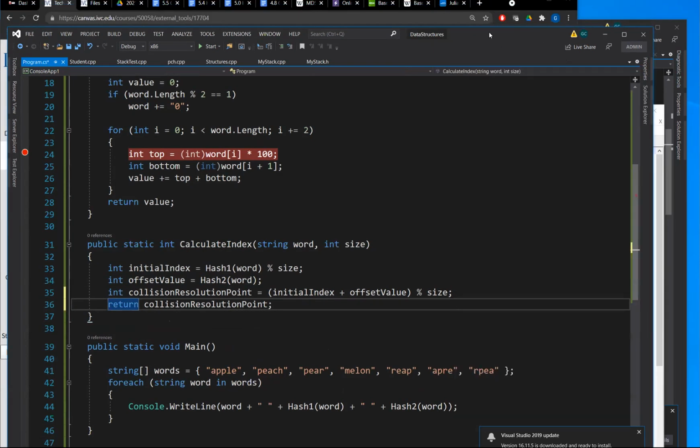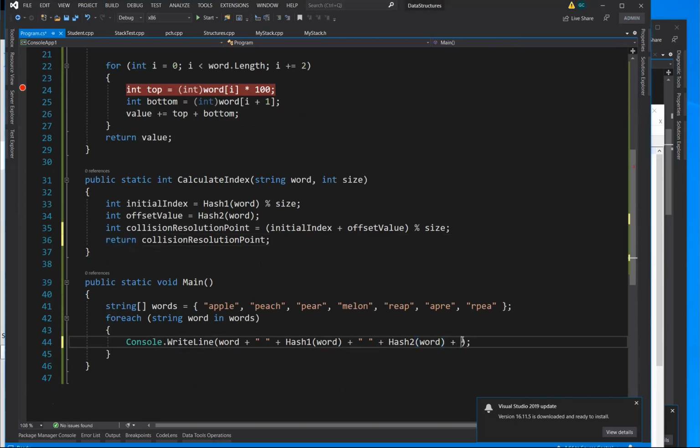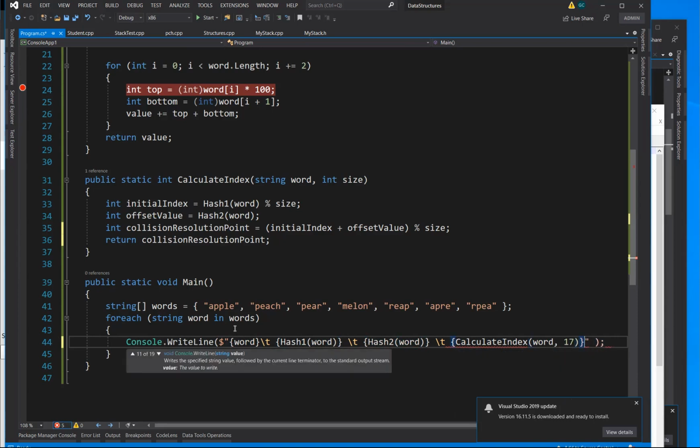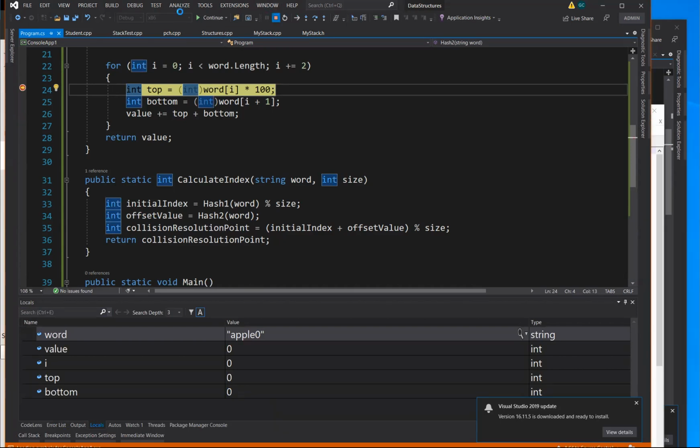All right, let's clean this up here. Some more tabbing in here, and that'll be good enough for what we're doing. Another tab and close out with our calculate index of the word, and 17 is the table size. I hit the wrong button again. Let's do this with the right button.